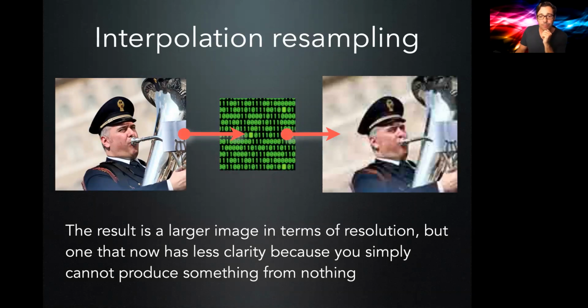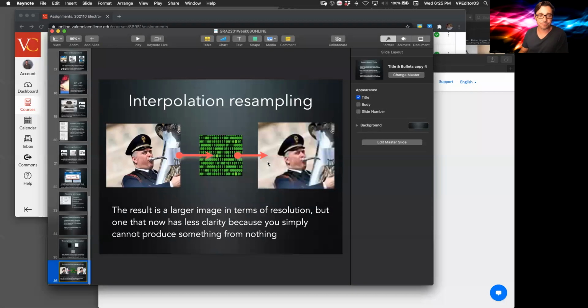Interpolation, resampling, results in a larger image in terms of resolution, but it has less clarity because you can't produce something from nothing. Here's an image that was expanded, resized to 400%, and you can see when you zoom into it, it just kind of breaks apart in terms of image quality.